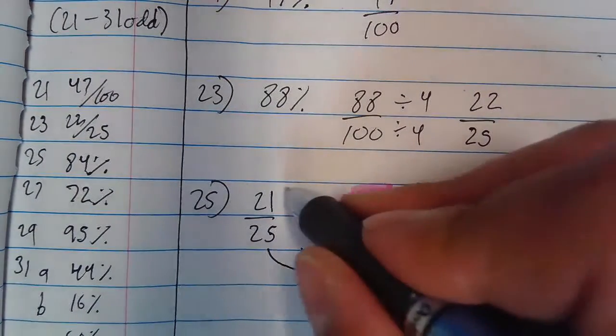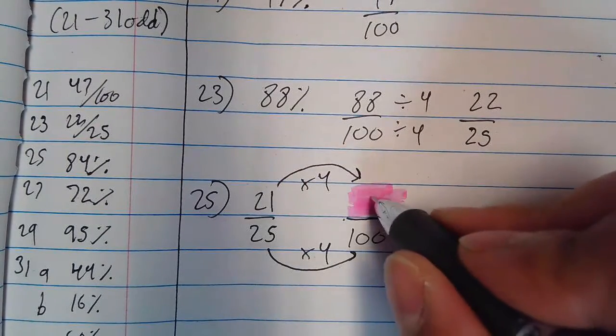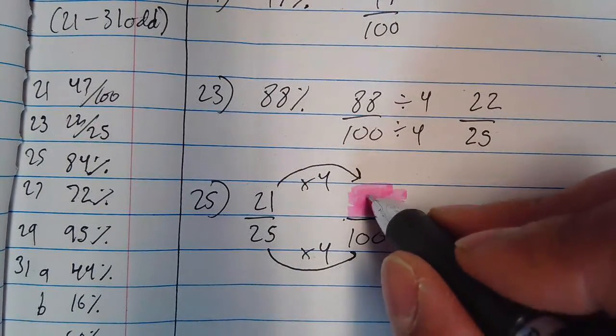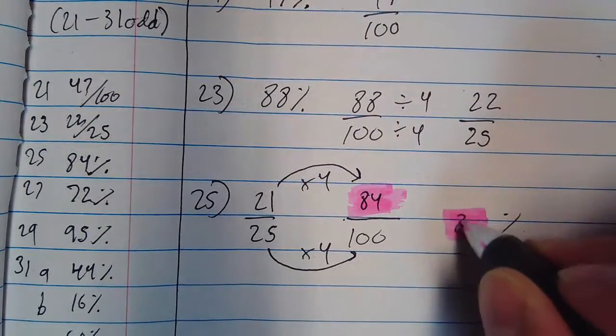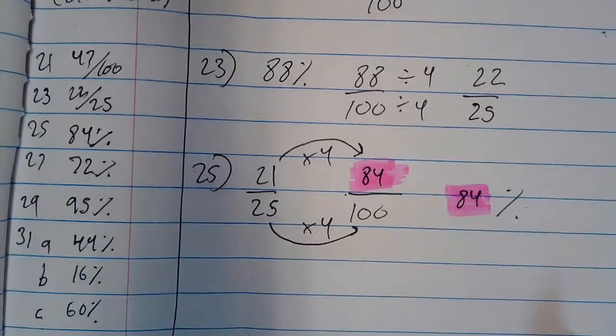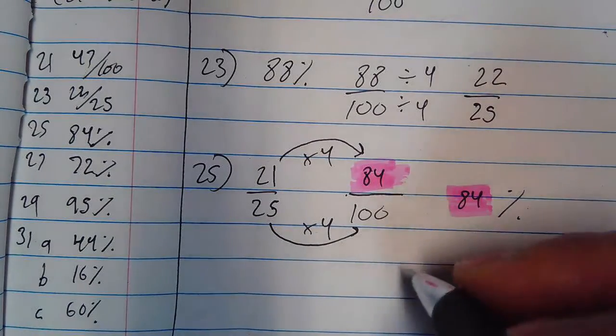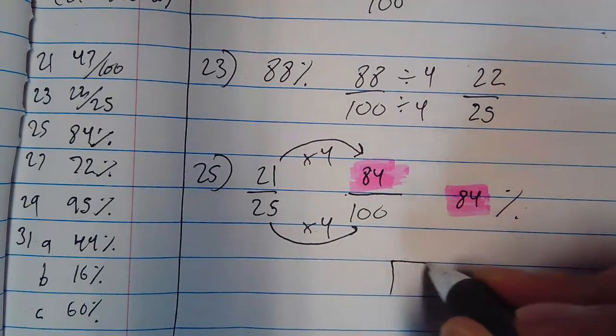That means I'll do the same thing here. 21 times 4 is 84, I believe. So it's 84%. Let me show the model. There's many ways you could have done this. But let me do the bar.